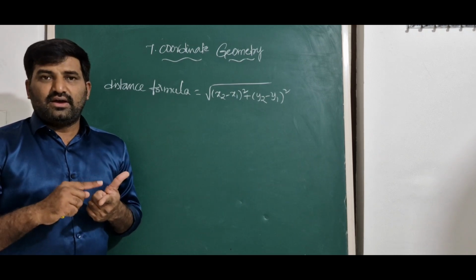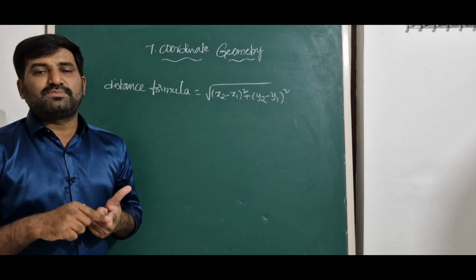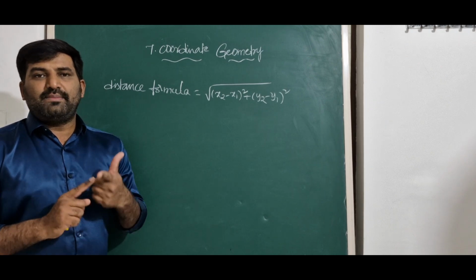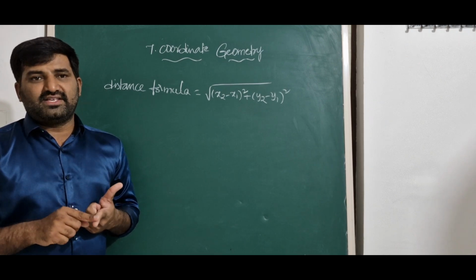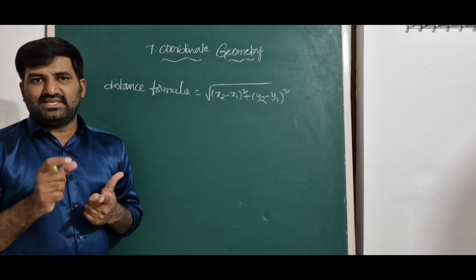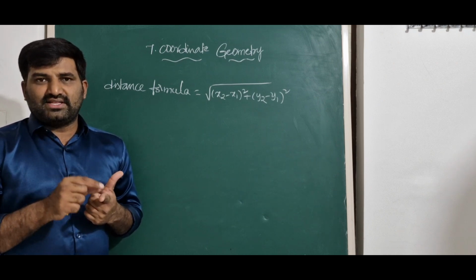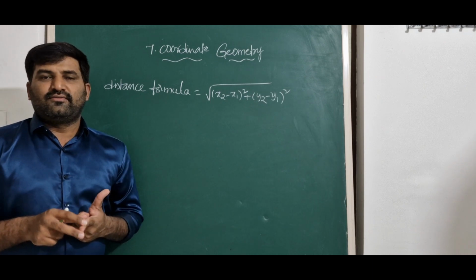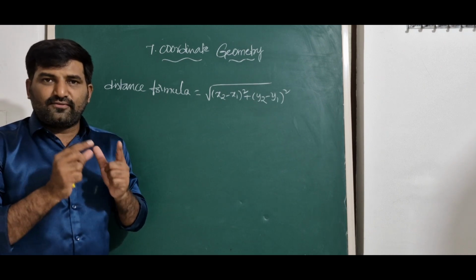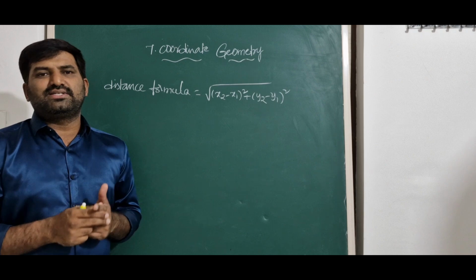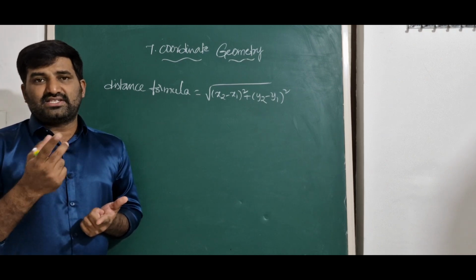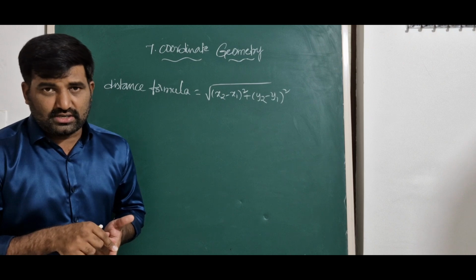Second one is, with the given 3 ordered pairs, is it possible to form a triangle or not? ABC are the 3 different vertices. We need to find the AB, BC, CA values. To check whether these 3 points form a triangle or not, first find the 3 sides. If the sum of any 2 sides is greater than the third side, then it is possible, otherwise it's not possible.